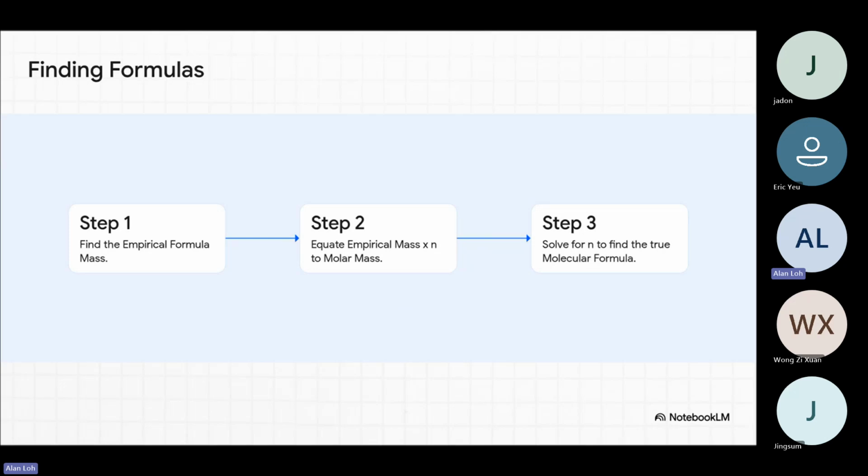Step 1, you find the mass of that simple empirical formula. For CH2, that's 14 units, 12 for the carbon plus 2 for the hydrogens. Step 2, we know the actual molecule is just that simple unit multiplied by some number which we'll call n. So we equate the empirical mass times n to the experimentally known molar mass. Let's say the known molar mass is 56. Step 3, you just solve for n. 14 times n equals 56, so n equals 4. You multiply your empirical formula, CH2, by 4, and boom, you discover the exact molecule is C4H8.